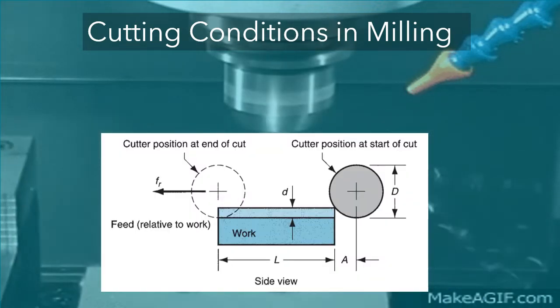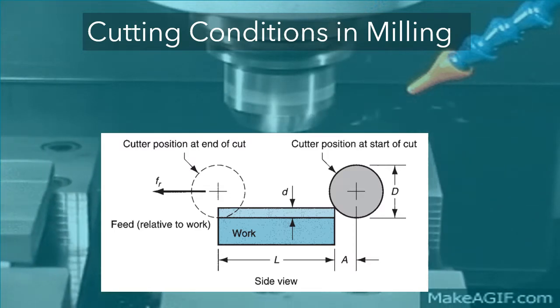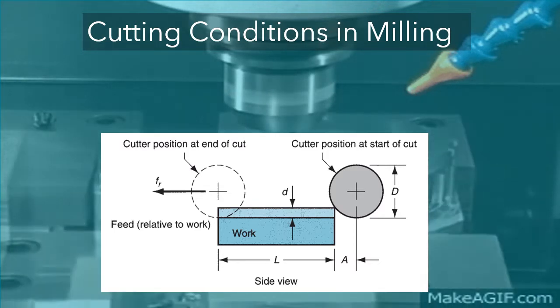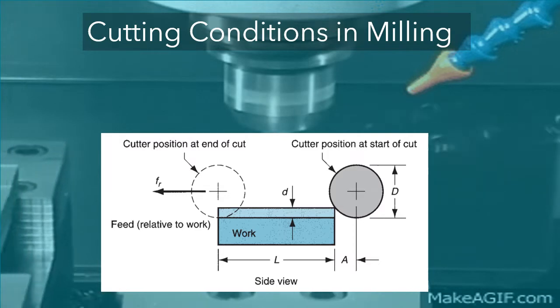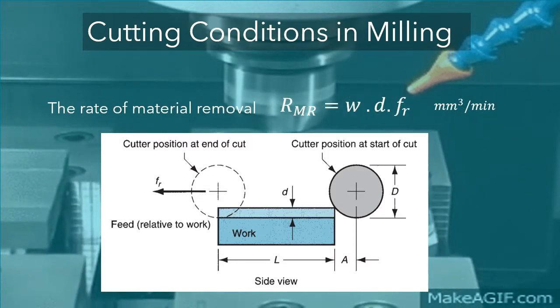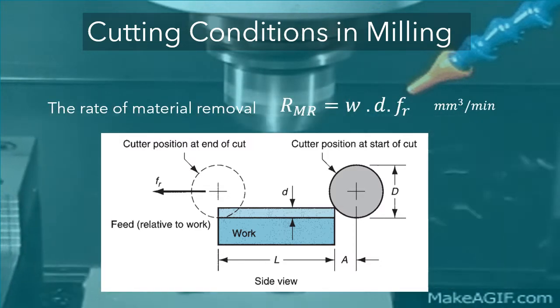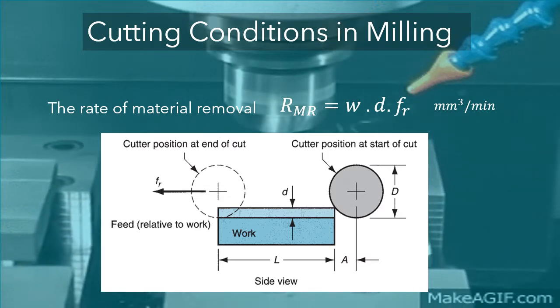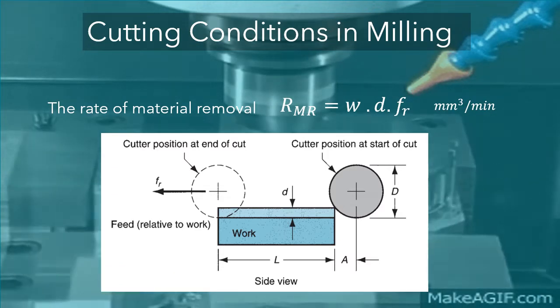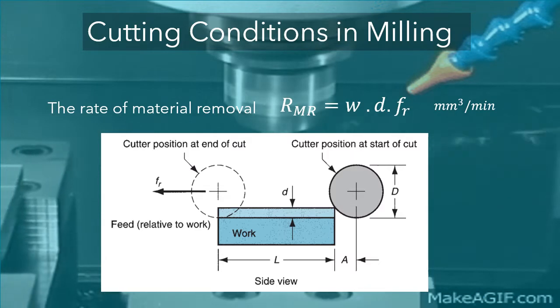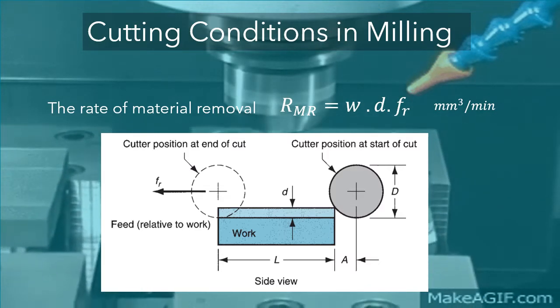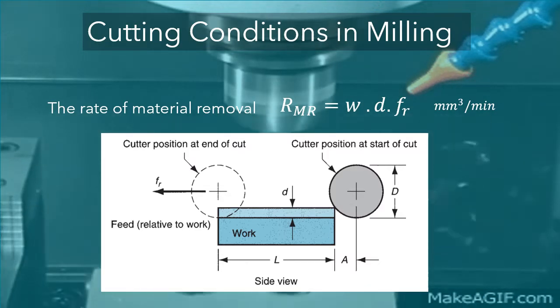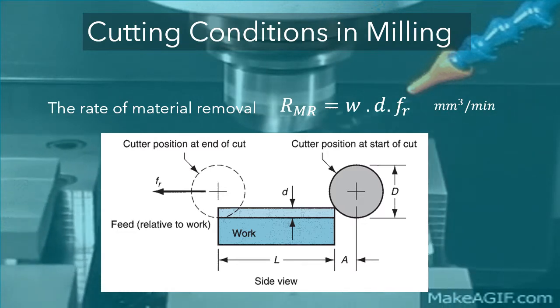Accordingly, if a slab milling operation is cutting a workpiece with width W at depth d, the material removal rate is given by the following equation. This neglects any initial entry of the cutter before full engagement, and this equation can be applied to end milling, side milling, face milling, and other milling operations.